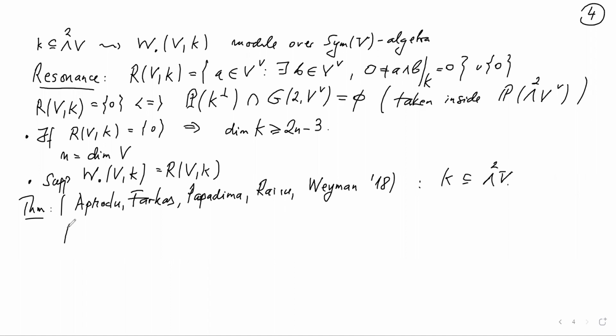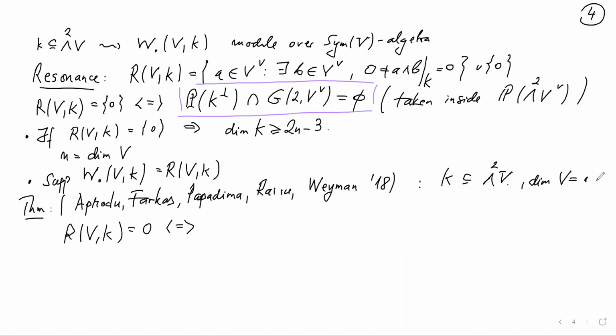It says the following: assume K is chosen so that the resonance is 0, is trivial, which means exactly this condition that I described here. This condition, from the point of view of algebraic geometry, is very simple. It just means that this linear space is disjoint from the Grassmannian. Then, where the dimension of V is n, this is equivalent to the following vanishing: W_{n-3}(V,K) is 0. And actually, this is the theorem. And I should say here that this is in fact equivalent, and this is immediate, to saying that all the higher pieces vanish as well.